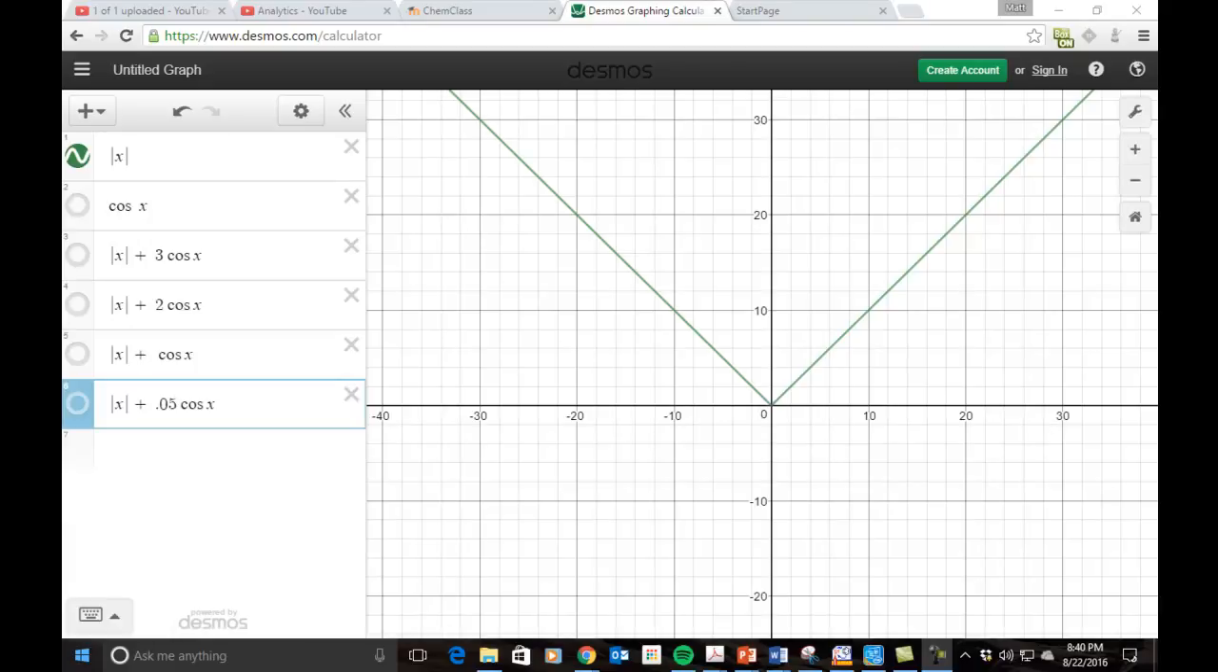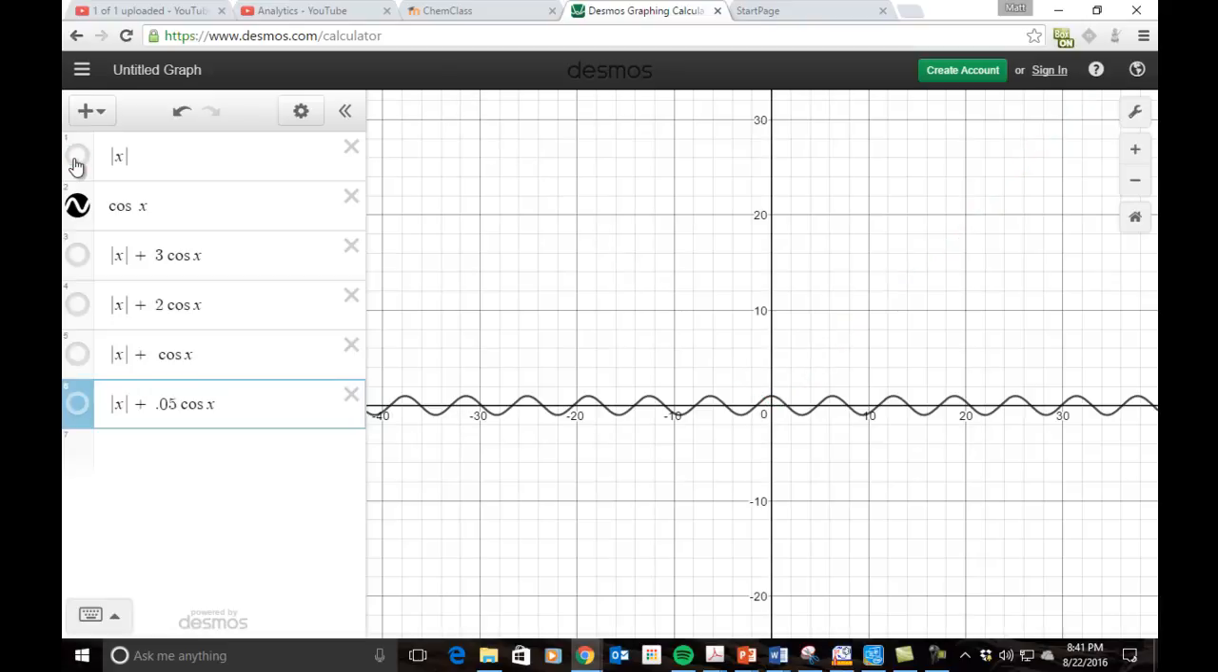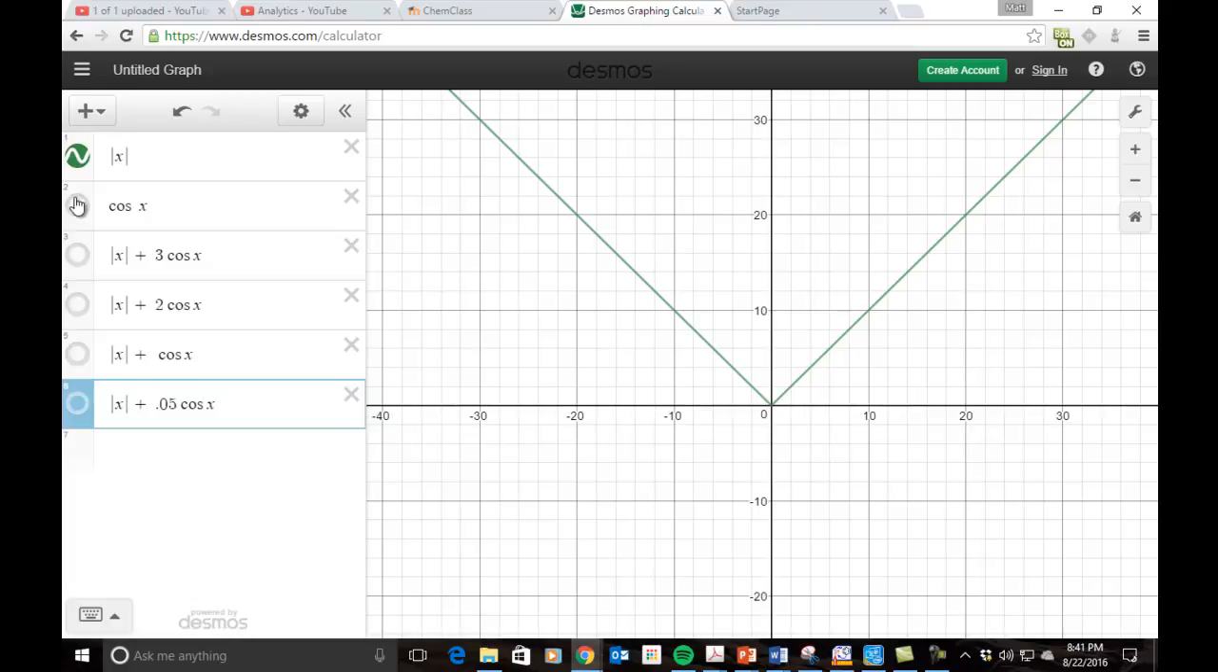Let's take a look at the graphs of two common mathematical functions. First, we look at the absolute value function. And now, we're going to look at the cosine function. Right now, I have them superimposed. I'm going to temporarily turn off absolute value of x, and then turn absolute value on, and turn off cosine of x. Now, obviously, the graphs of the functions are quite different.